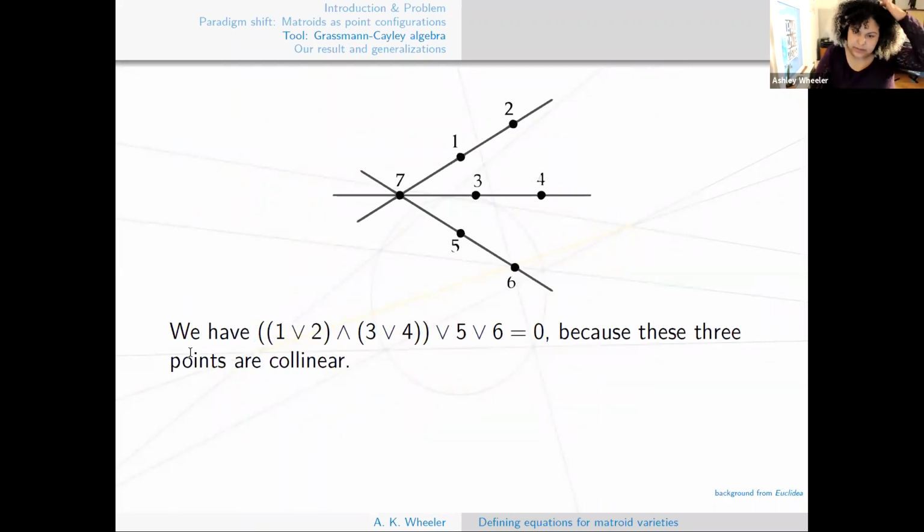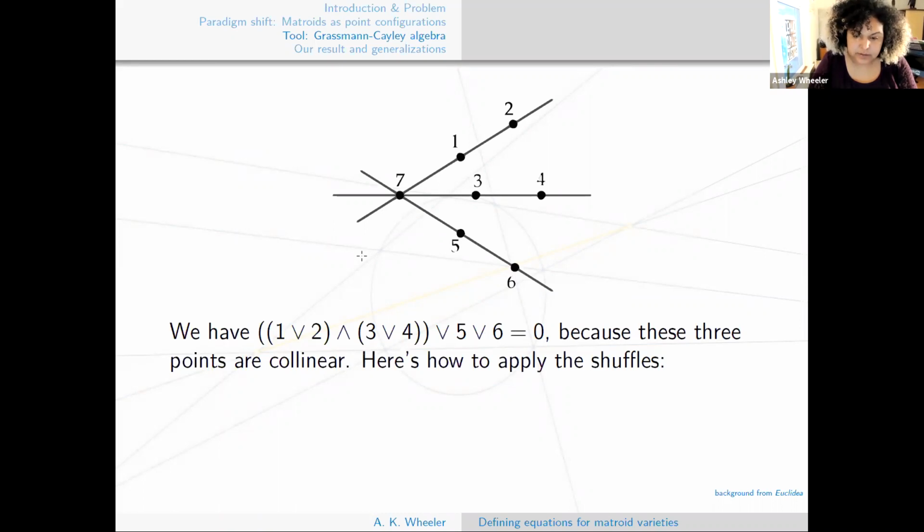Let me show you an example in P2 of how it works. So in the pencil matroid, we have 1 join 2 meet 3 join 4. So here's the line 1 join 2. Here's the line 3 join 4. And their meet is this point 7. So this expression in the parentheses refers to the point 7. And then 7 join 5 join 6 is equal to 0 because these 3 points are collinear.